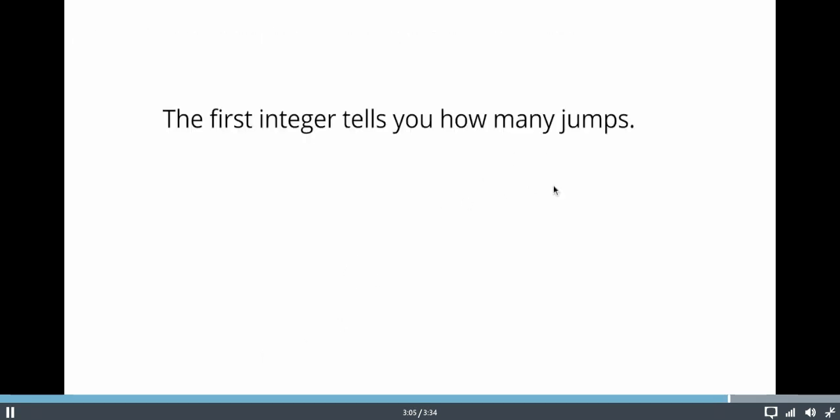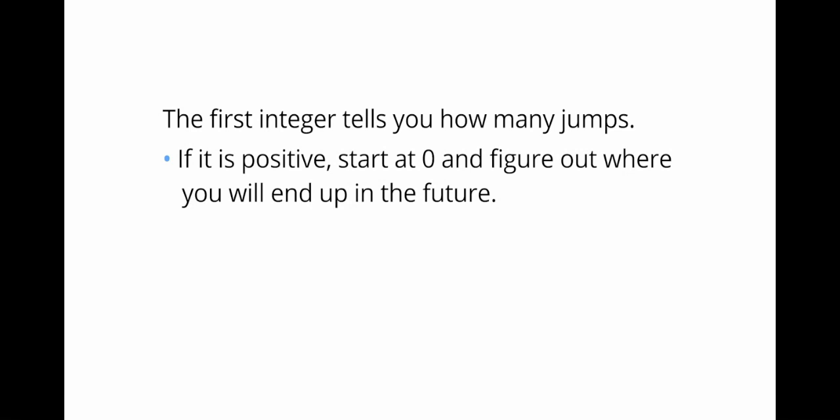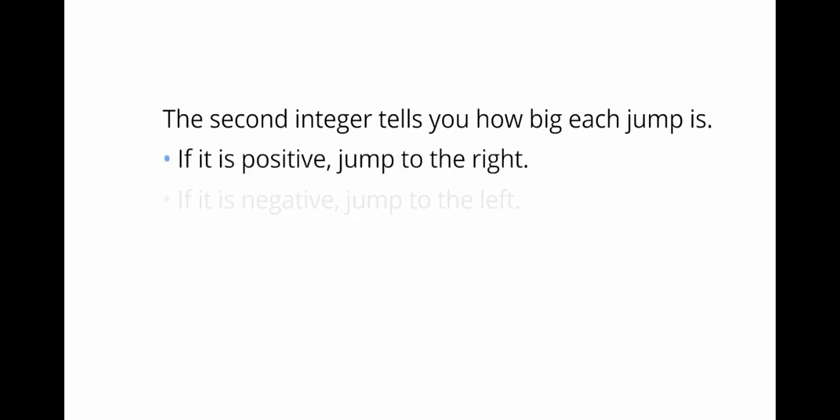Keep these things in mind when you multiply integers. The first integer tells you how many jumps. If it is positive, start at 0 and figure out where you will end up in the future. If it is negative, end at 0 and figure out where you started from in the past. The second integer tells you how big each jump is. If it is positive, jump to the right. If it is negative, jump to the left.